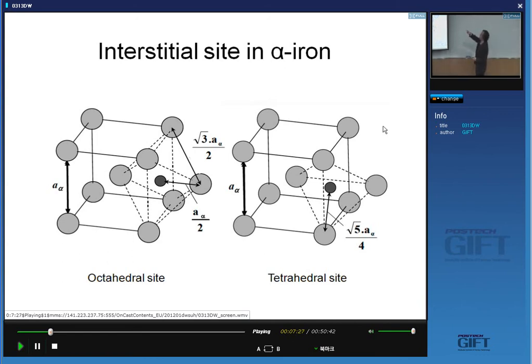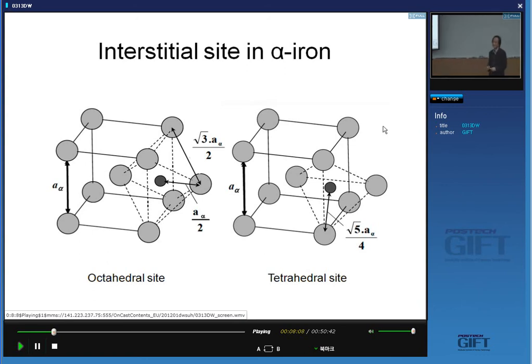So how many sites on the edges? There are 12 sites on the edges, but each is shared by 4 unit cells, and there are 6 sites at the faces, and each is shared by 2 unit cells. So there are six interstitial sites per one unit cell of BCC.